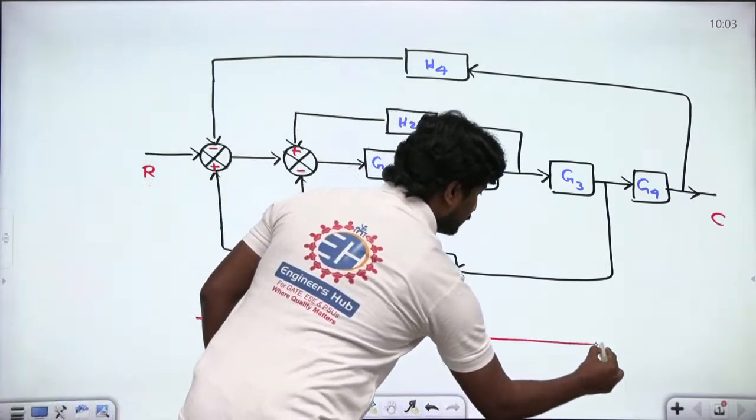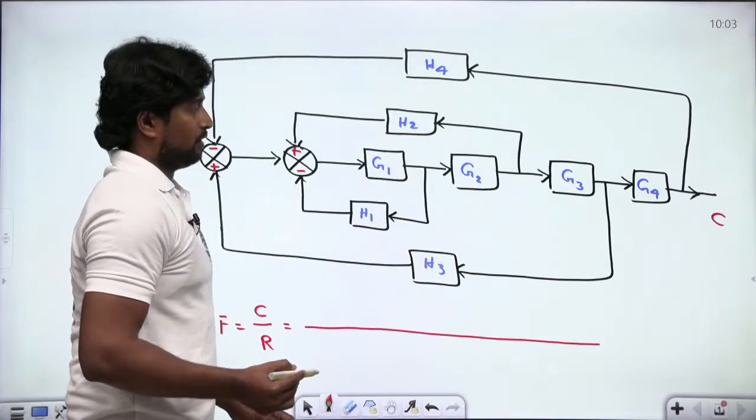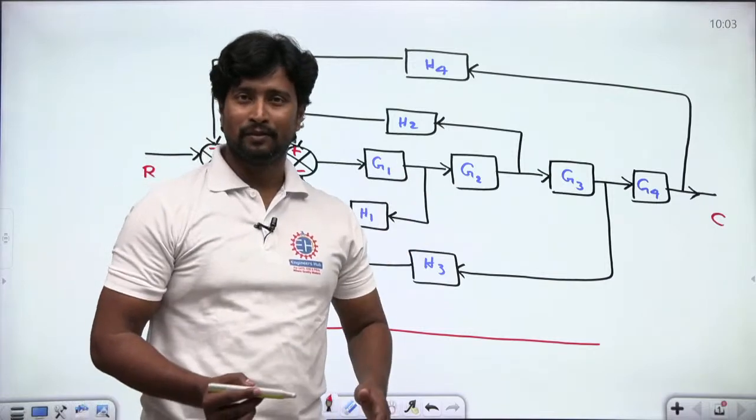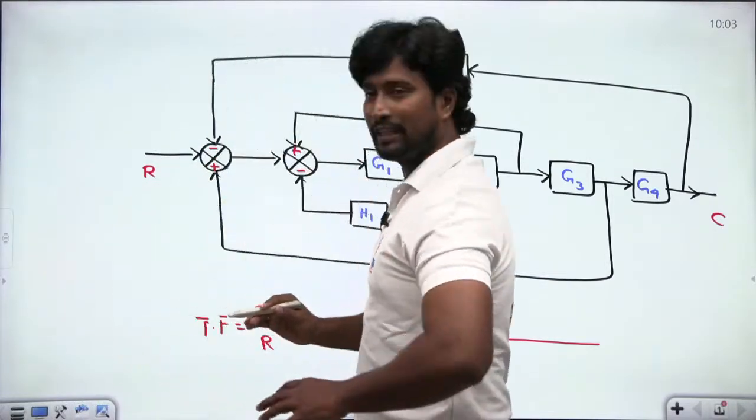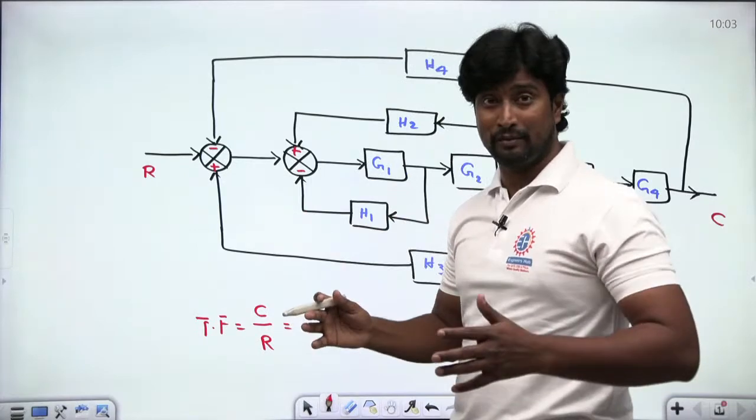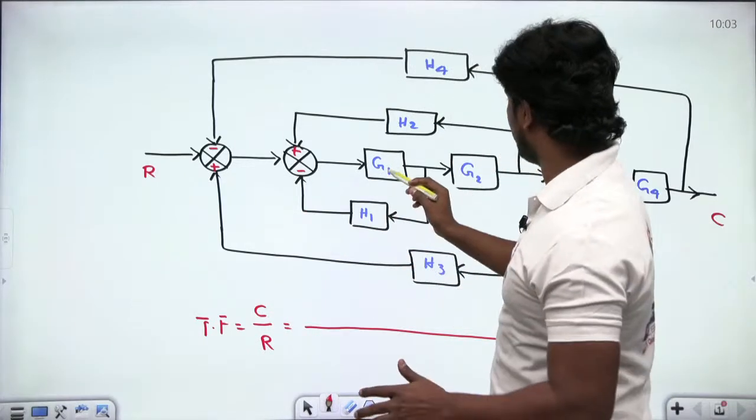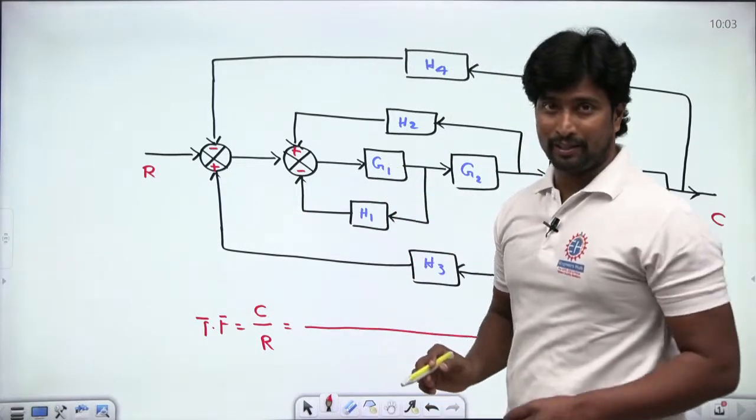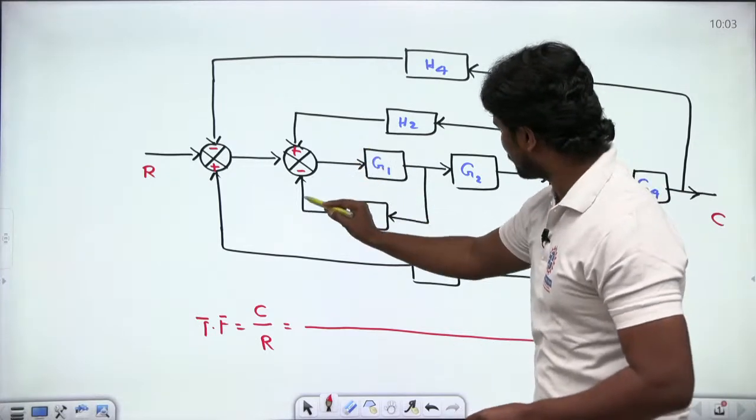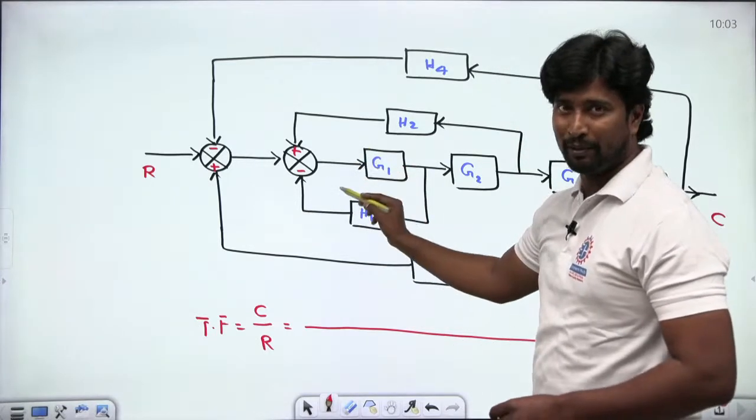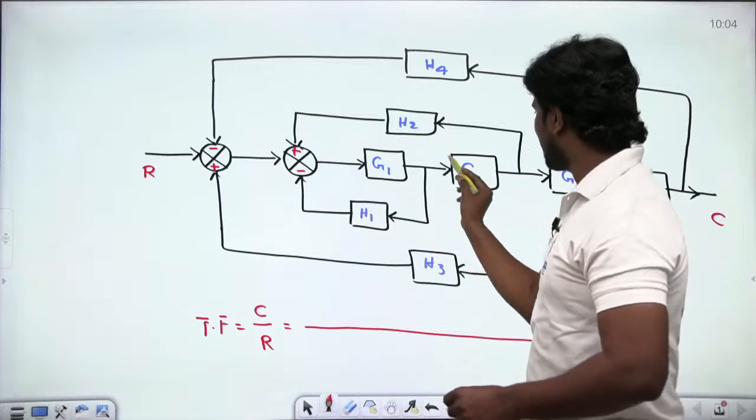For example, if you don't know the shortcut method, evaluate with the regular method. So what is the regular method? Check once, it's a very, very big method, a very big solution. According to the regular method, first we need to calculate this closed loop value, like G1 by 1 plus G1 H1. Again, we need to do the cascading.